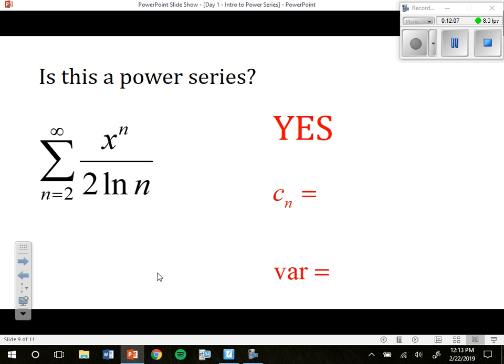So your variable is x to the n. Your coefficient is 1 over 2 natural log of n. And your variable expression is x to the n. It's just 1 over 2 natural log of n times x to the n. Where's this one centered? At 0. Because it's just x to the n, not x minus a to the n.